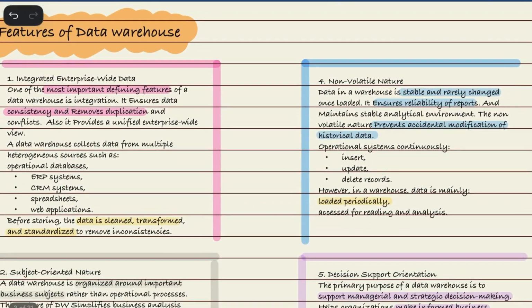Now let's move forward to the next feature, that is non-volatile nature. You must have heard about non-volatile RAM, right? So what is that? It is stable. Even if you switch off your computer, the data would not be lost. So what is happening in a data warehouse? It is stable and rarely changes once loaded. Once you enter the data, it ensures the reliability of reports and maintains a stable environment. It prevents accidental modification. It is a read-only system. Read only. You cannot edit, you cannot delete the data once it enters the data warehouse.